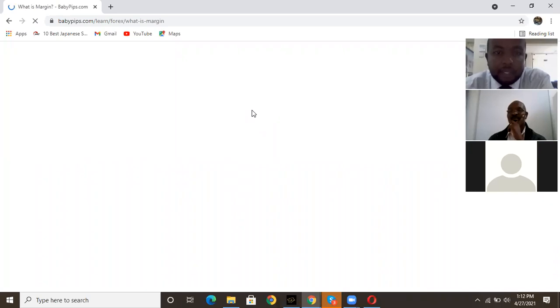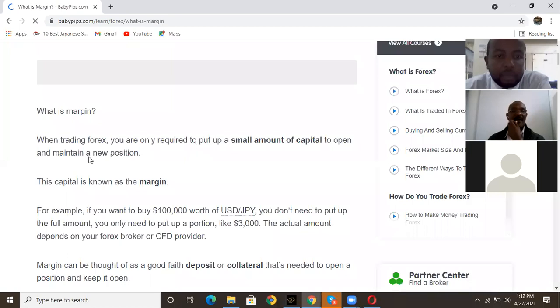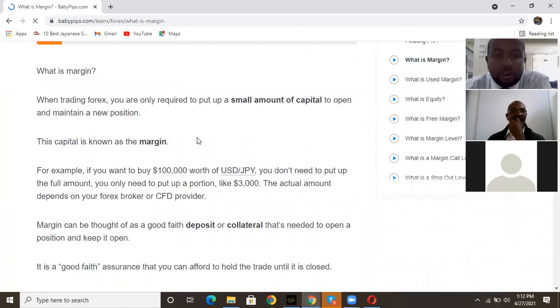So this is margin. I'll be doing this practically on Thursday, but you can see what margin is. You're only required to put a small amount of capital to open and maintain a position. This capital, so if you open a position, for us to maintain that position, is what we call margin.